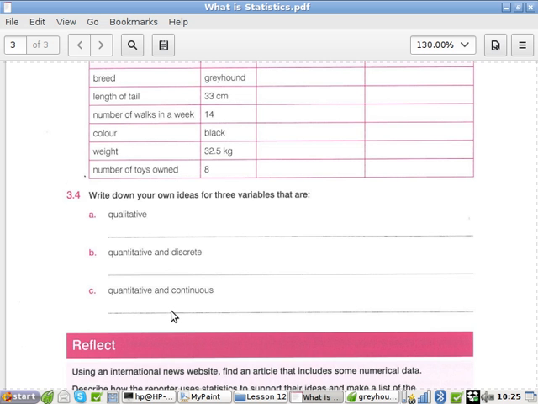Okay, let's see what we've got. Azumi, what do you have for qualitative? Nationality, very good. Okay. Mike, what do you have for qualitative? The shape of the table. Yes, good, good. UN, what do you have for qualitative? Population of Ireland. Say again? Population of Ireland.